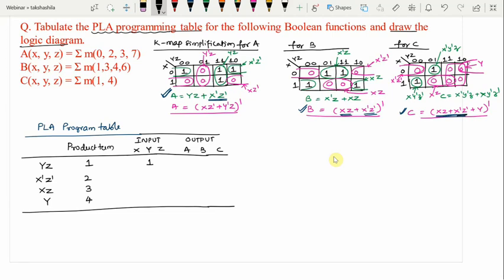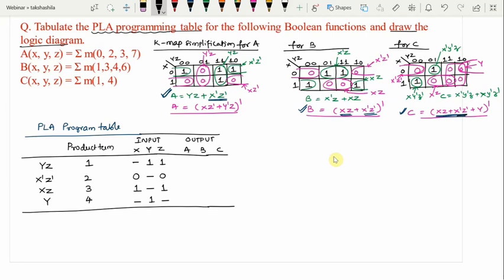Now, first product term, YZ. So Y is 1, Z is 1 and X is not present, so you have to keep it as a dash. And second product term, X' and Z'. So under X, we have to put 0. Under Z, we have to put 0. Under Y, we have to put a dash, saying that there is no variable Y. Next, XZ. X is 1, Z is 1 and Y is absent. And the fourth product term is just Y. X is absent, Z is absent.